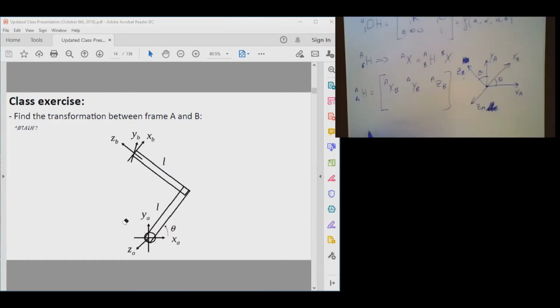Okay, let's quickly do that. So what is XB in frame A? Can someone help me out with that? XB in frame A: I'm going to project vector XB on XA initially, then on YA, and then on ZA.